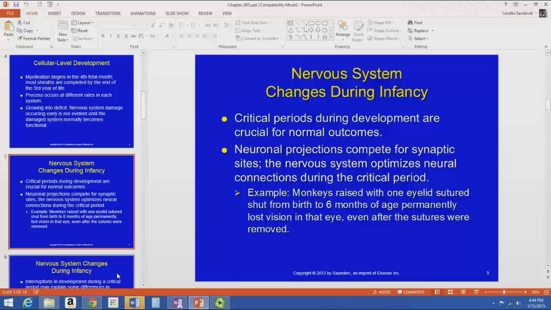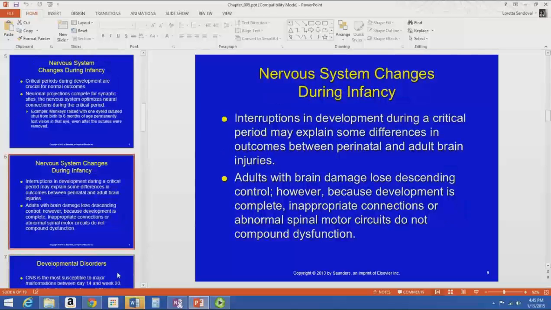They did the same thing with adult monkeys. After the critical period, they sutured one eyelid shut for 6 months, and there was no effect. The monkeys didn't lose sight in that eye. So during those critical periods, the nervous system has to be stimulated in order for those structures to develop. So interruptions in development during a critical period can cause differences in outcome between a brain injury before birth or around birth and adult brain injuries.